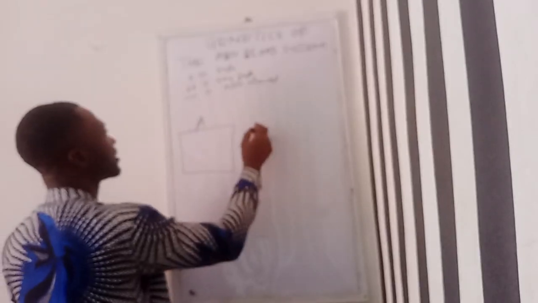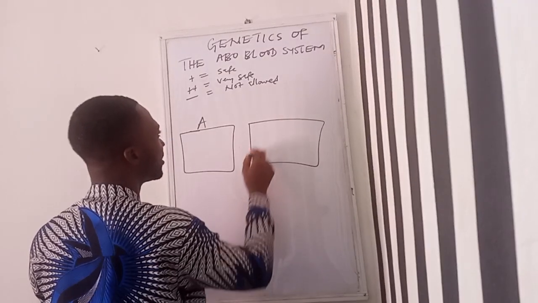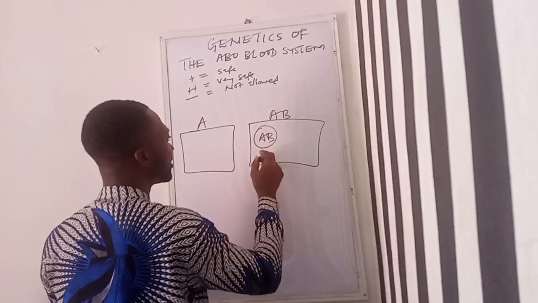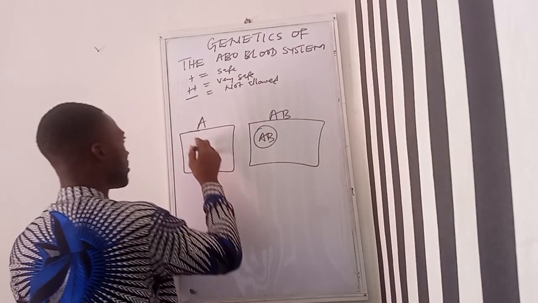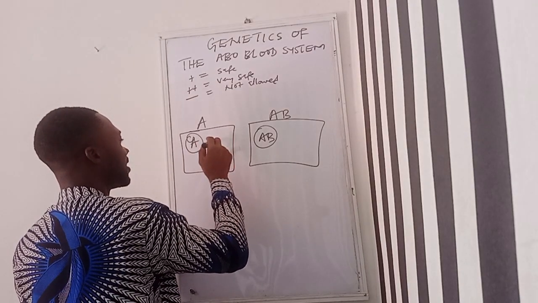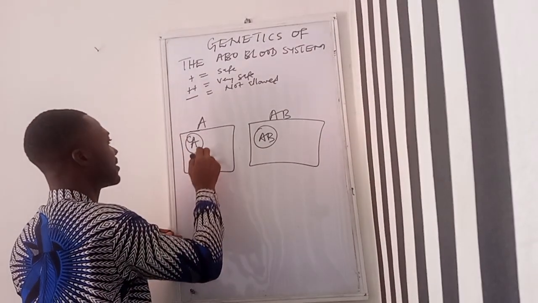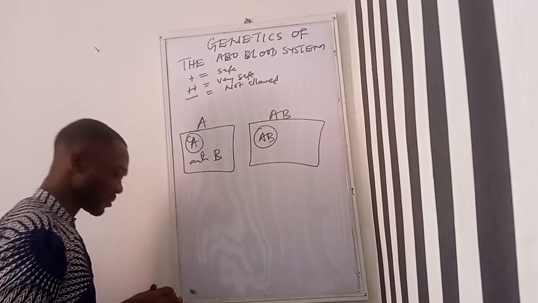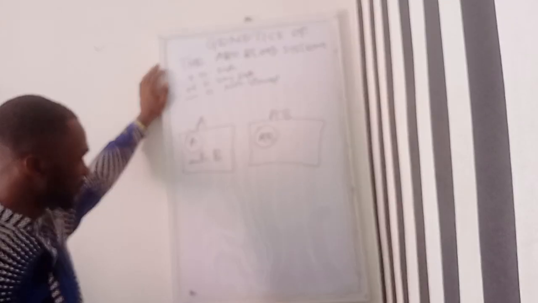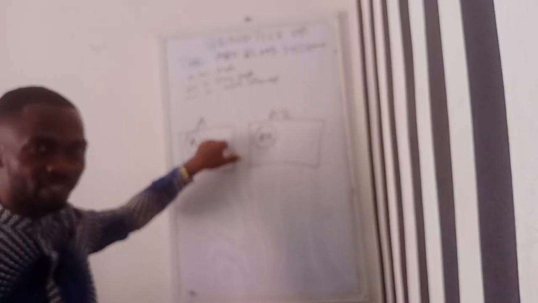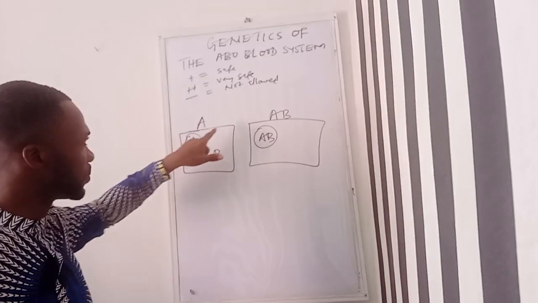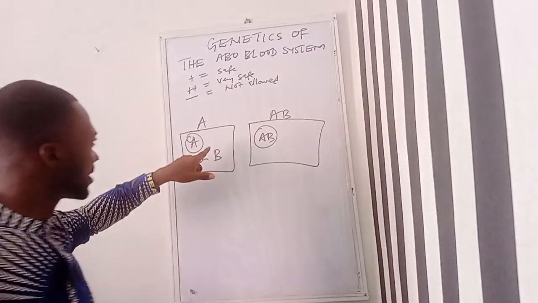This is A. This is AB. AB has AB antigen, then no antibody in the plasma. This one has A antigen, then antibody B. So the reason A can donate to AB is because there is no corresponding antigen and antibody between A and AB.